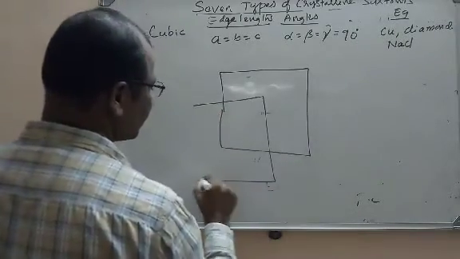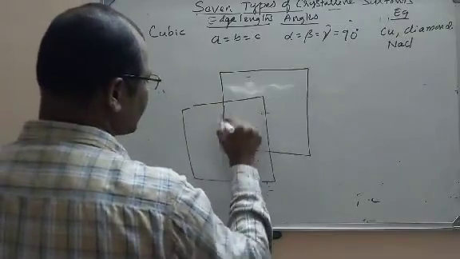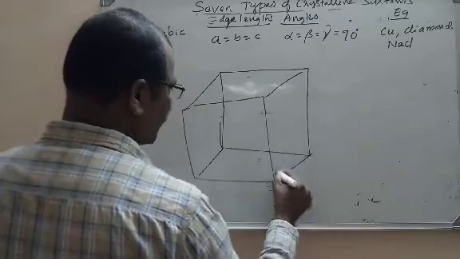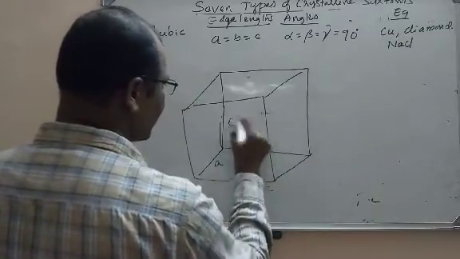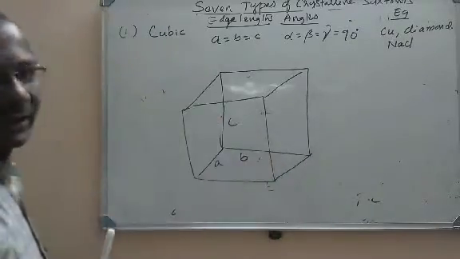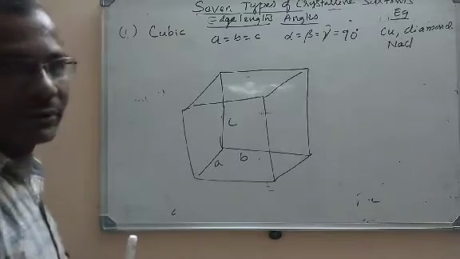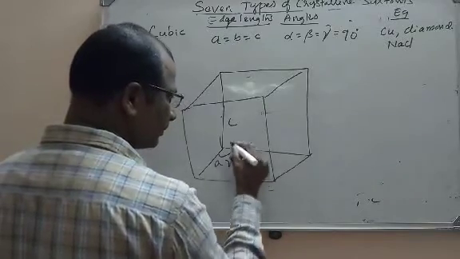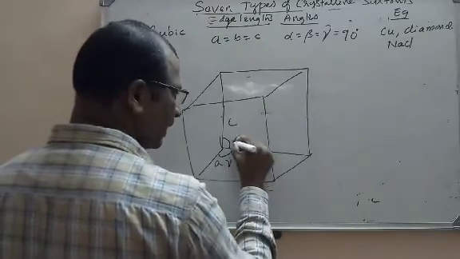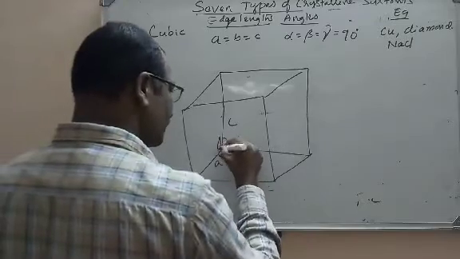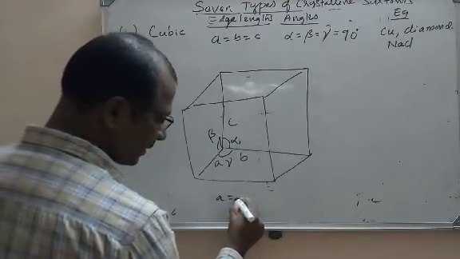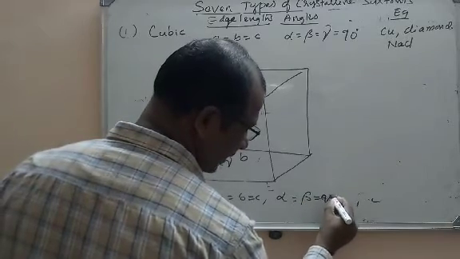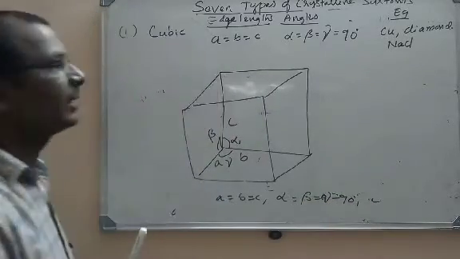Here you can see, this is A and this is B and C. All the 3 lengths must be equal. A must be equal to B, must be equal to C. And the angles, this is gamma, this is alpha, and this is beta. So A is equal to B is equal to C, and alpha is equal to beta is equal to gamma is equal to 90. Then it becomes a cubic crystal.